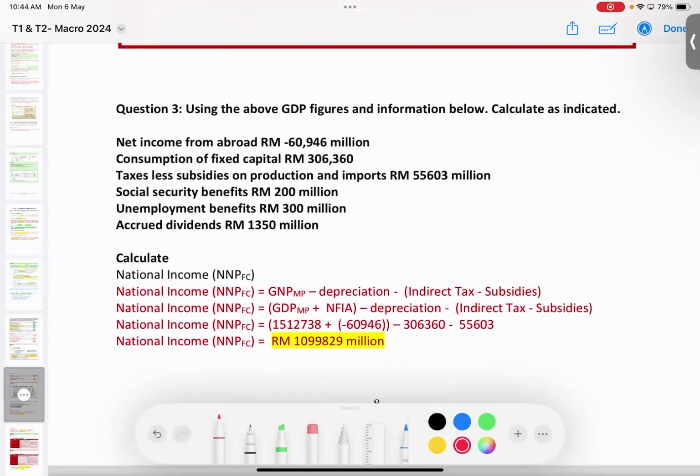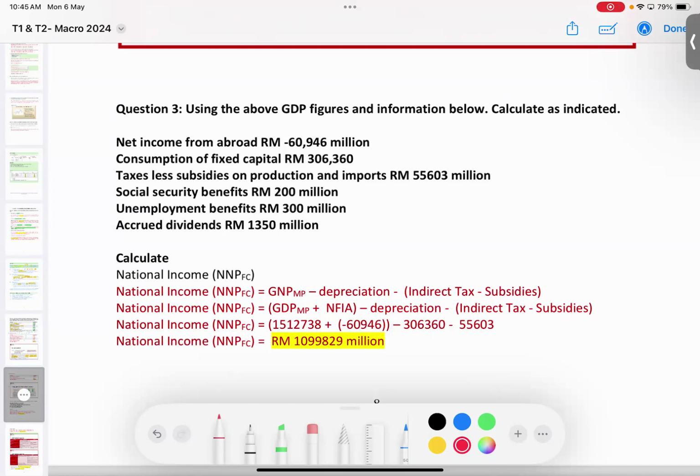Again, there are some formulas as well. Question 3. Using the above GDP figures and information below, calculate as indicated. Same thing, you are given net income from abroad, consumption of fixed capital, tax less subsidies, that means your net indirect taxes, social security benefits, unemployment benefits, and accrued dividends. Okay, now they ask you the first one, calculate national income.